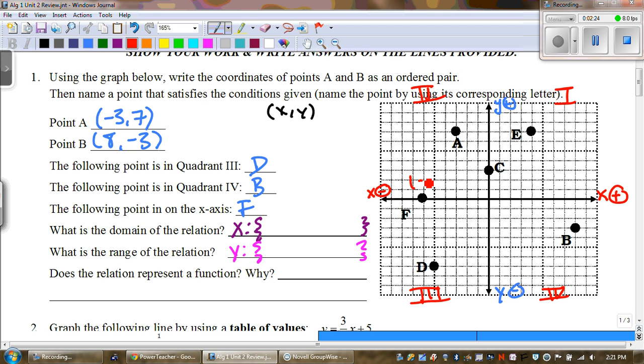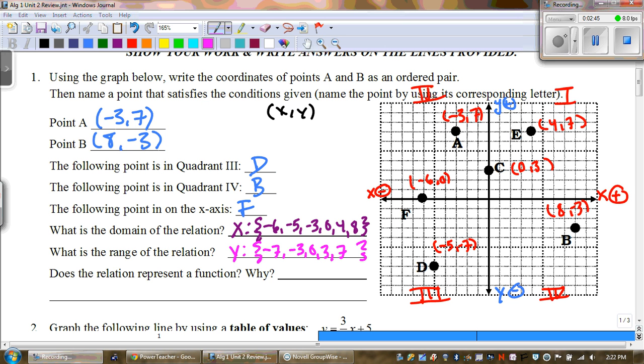Like this is -6, 0. Okay? Write down all of those coordinates and then fill out the rest of the information. Okay? Go ahead and pause the video and good luck. Okay, and those should have been all of the numbers that you got. Now for the range, we had a repeat of the number 7, and since it's repeated, you don't have to write it twice. Okay? All right, and now the last question.